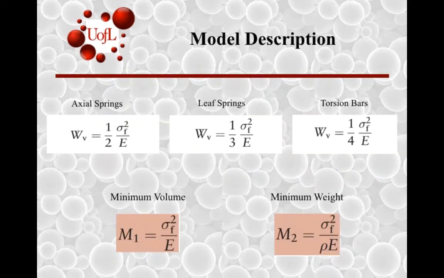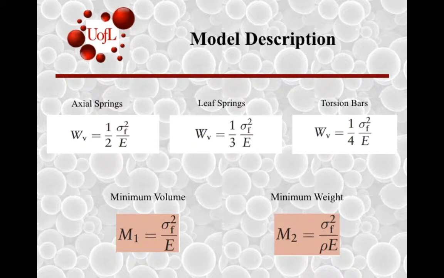And so the purpose of springs is to store as much elastic energy as possible. And these three equations up here look at storing the elastic energy per unit volume. With leaf springs and torsion bars, you can see that they're less efficient than axial springs, but these three equations don't really hold much weight when looking at choosing materials.